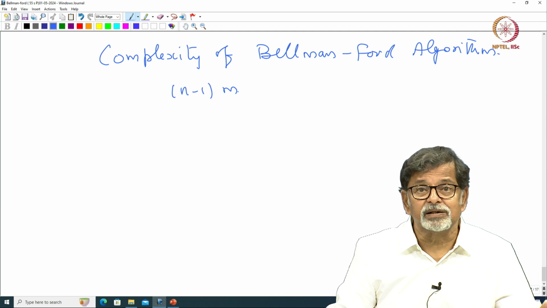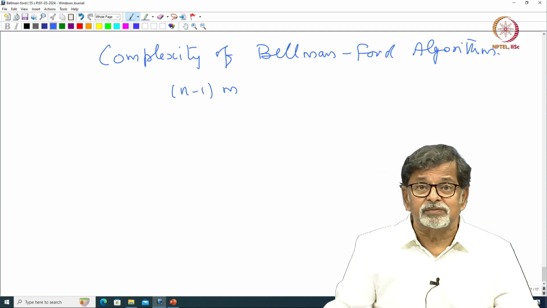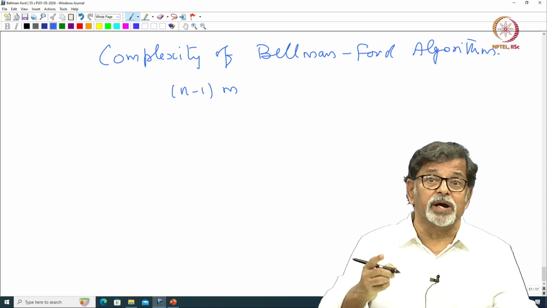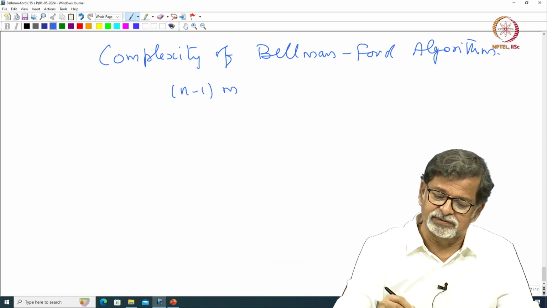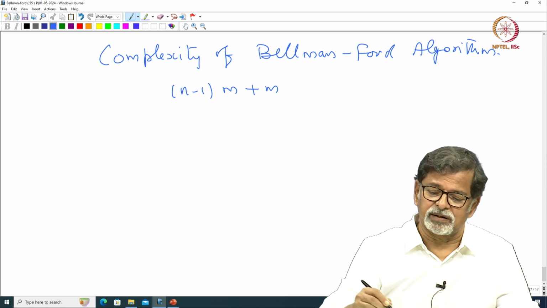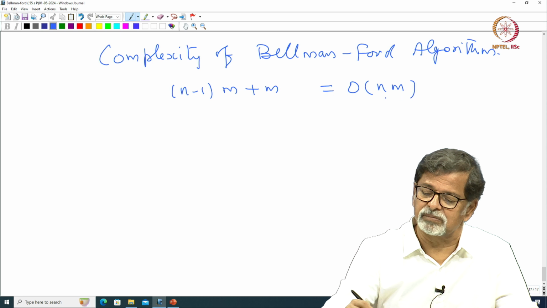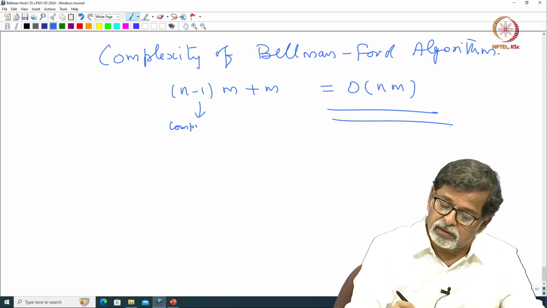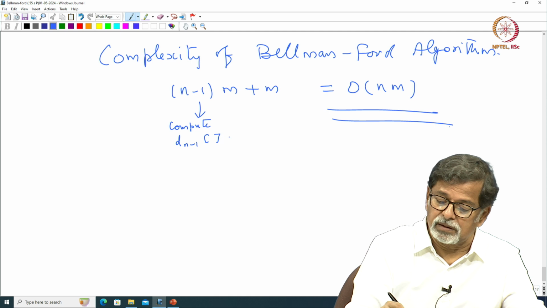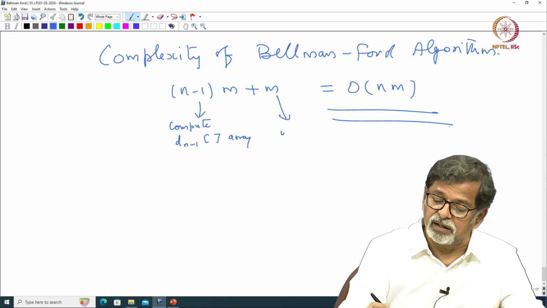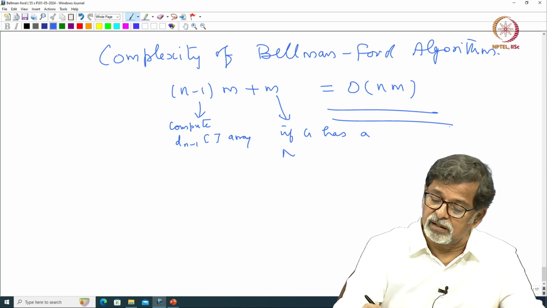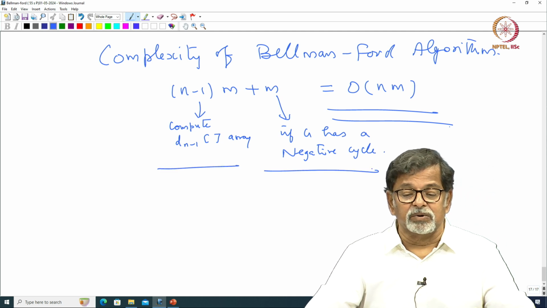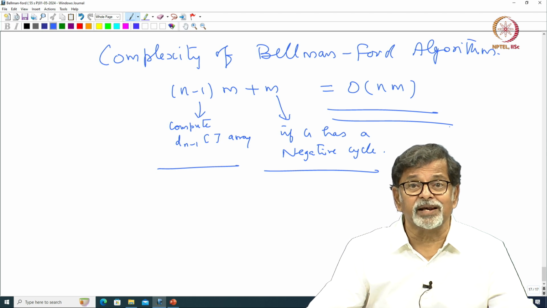There are n minus 1 iterations. If G is arbitrary, after finding Dn minus 1 in n minus 1 iterations, you make one more pass on all the edges, that will be another m. Therefore, the complexity is order nm. This is to compute the Dn minus 1 array. This is to check if G has a negative cycle. Therefore, you are able to solve the problem in order nm time.